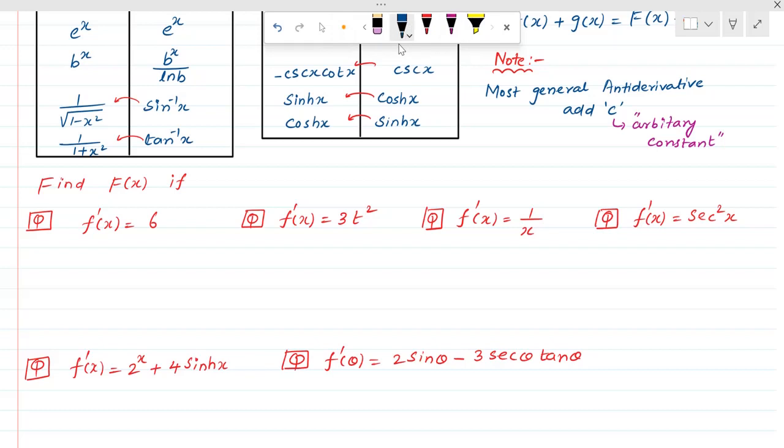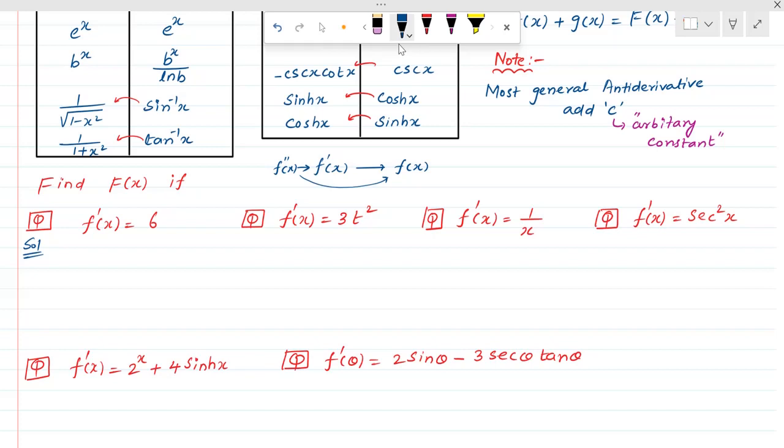So here, why are we using the antiderivative? What is the use of antiderivative? If the f prime is given, from the f prime I can calculate f. If the f double prime is given, I will calculate f of x, the original function. So this is the main use of the antiderivative.